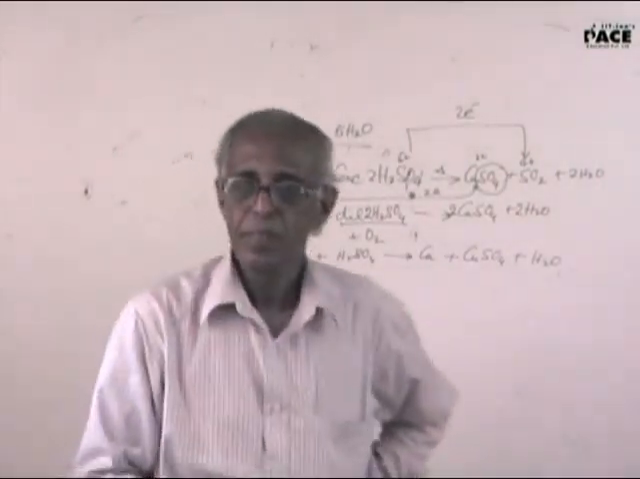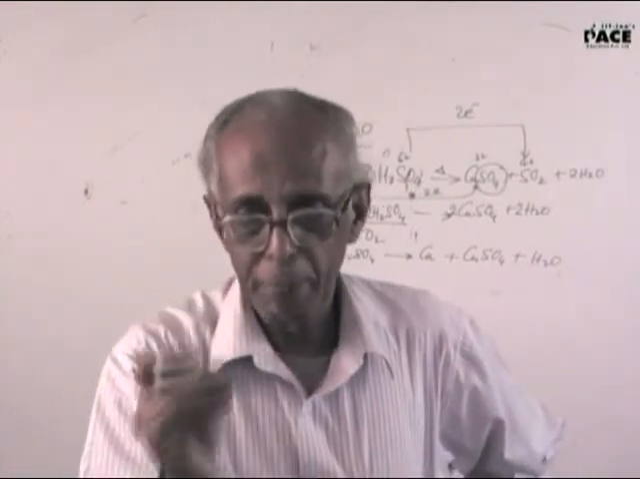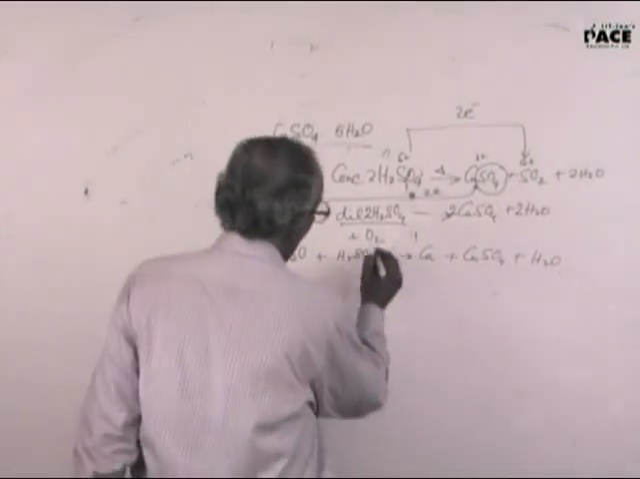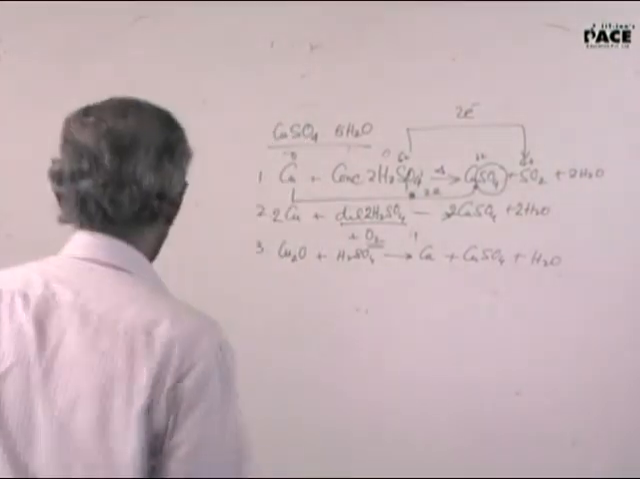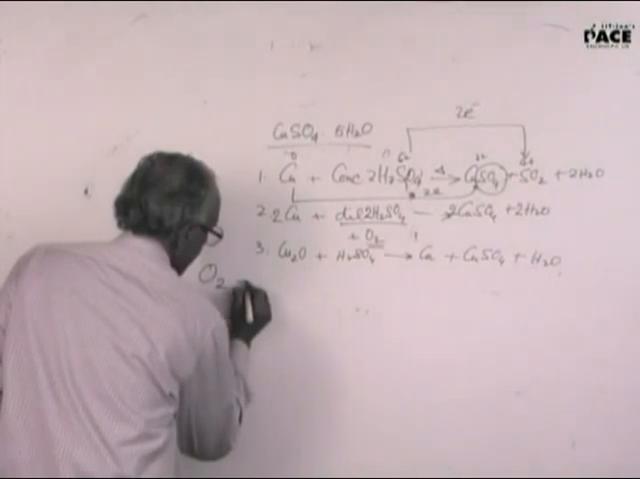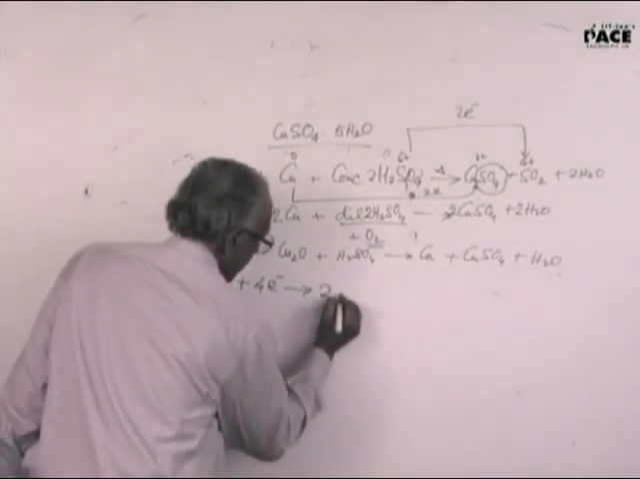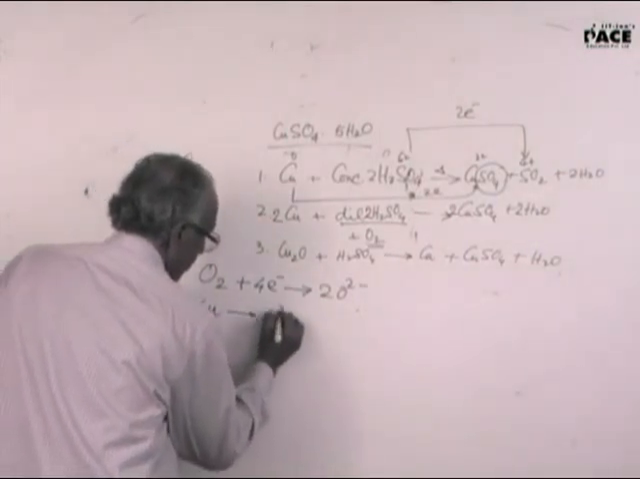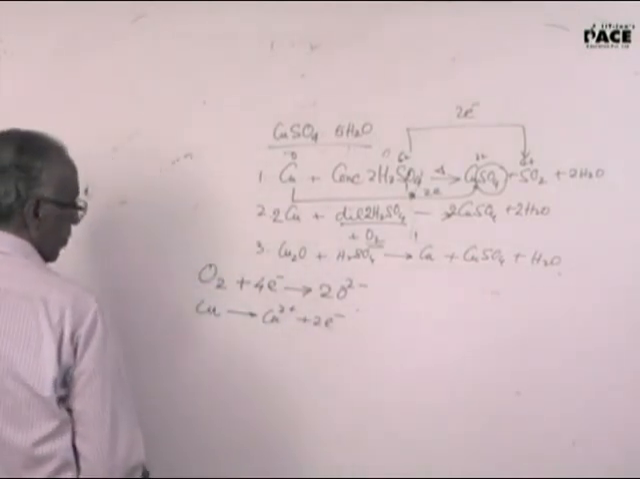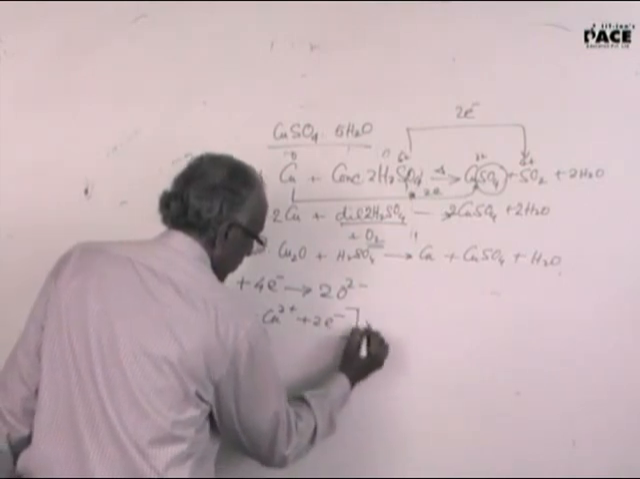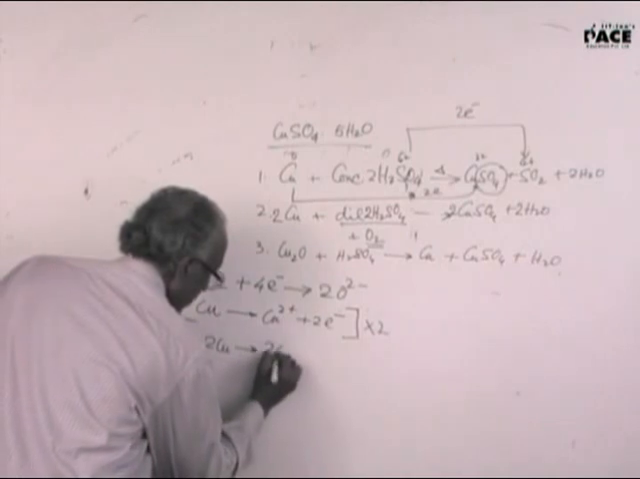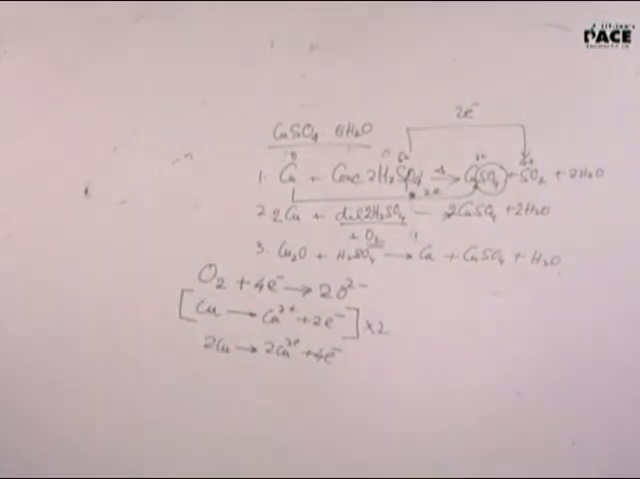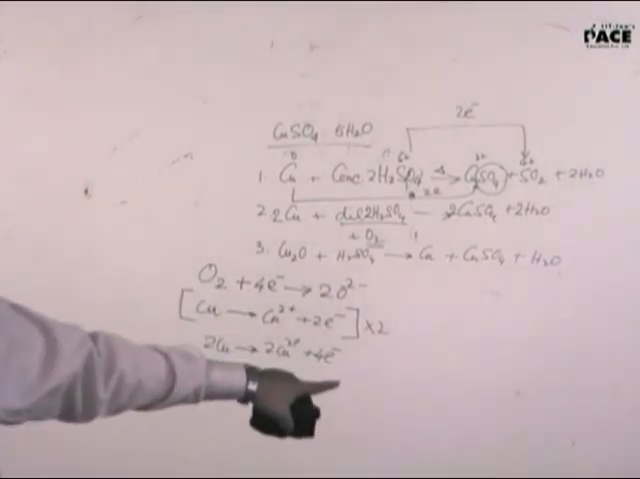Dilute sulfuric acid is not an oxidizing agent. It is simply an acid. So I need an external oxidizing agent. And so the oxygen, oxygen is acting as an oxidizing agent.